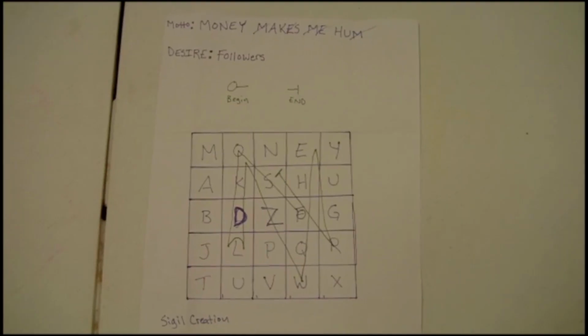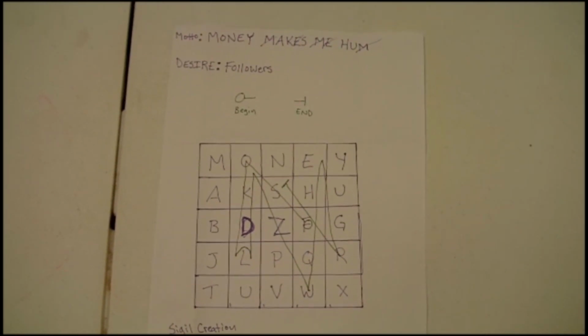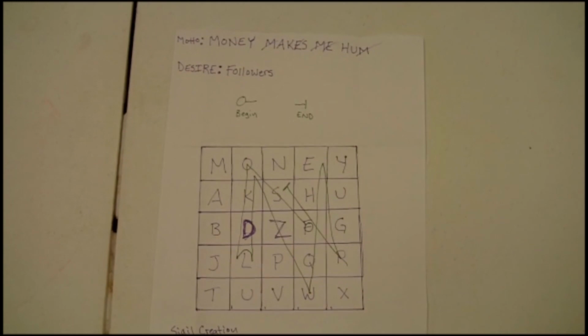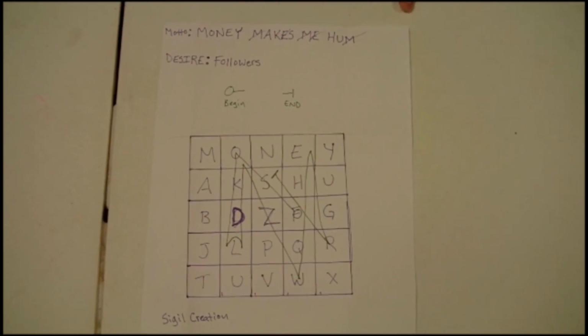We're going to be covering extrapolating sigils from sigil squares, doing automatic writing, and finally, using hyper sigils and taking sigils from them. So, let's get started with the sigil squares. Here we've got a basic sigil square, and as you can see, I've already outlined and drawn a sigil. But first, we would lay down our motto. So for here, I've used "Money Makes Me Hum."